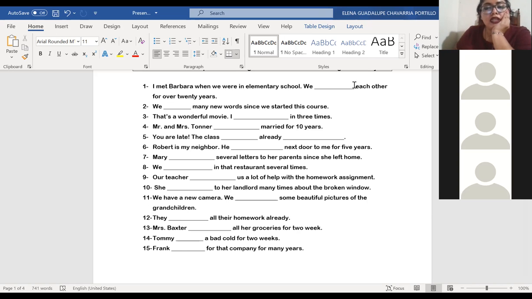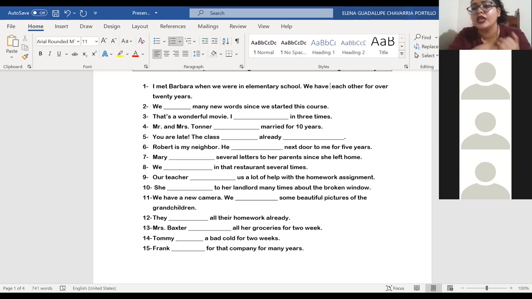¿Cómo podemos dar nuestra respuesta de que ellos por 20 años? ¿Qué han hecho ellos por 20 años? Meet. Another word for meet. ¿Otra palabra? Para conocer. Have been. Conocer, para conocer. New or known. Known. Exacto, known. Ellos se conocen o se han conocido por 20 años.